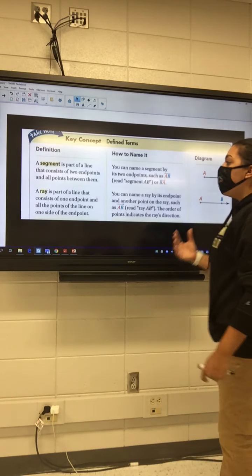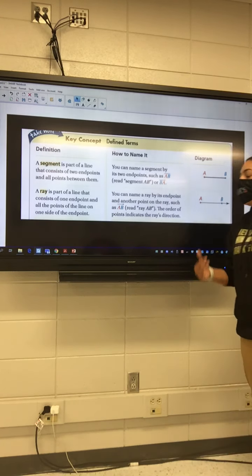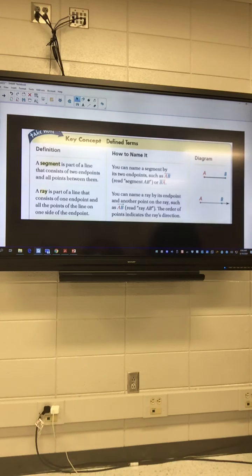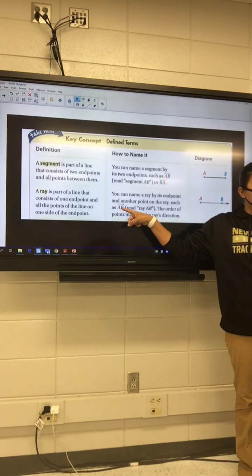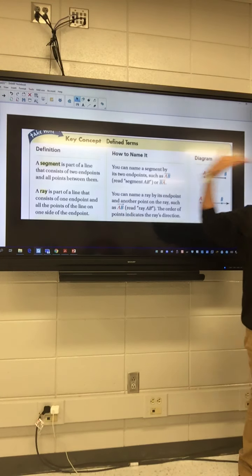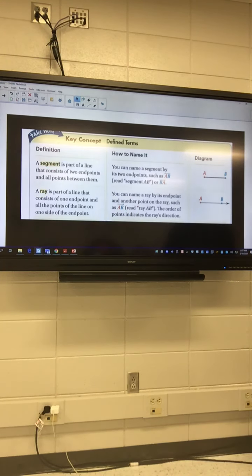A ray is part of the line that consists of one endpoint and all the points on the line on one side. So a ray can only go one direction. You always start at the point and then it goes in that direction. For example, this ray starts at the point A and it goes through B, so your ray would be called AB. You see it's noted with this little arrow on top, because it's not a line, it's not going in both directions, it's only going in one direction.